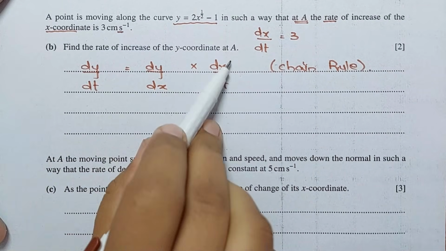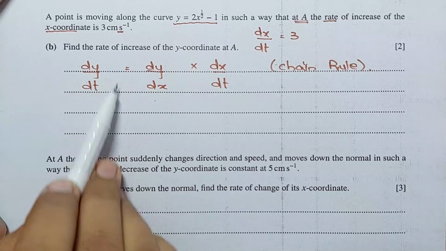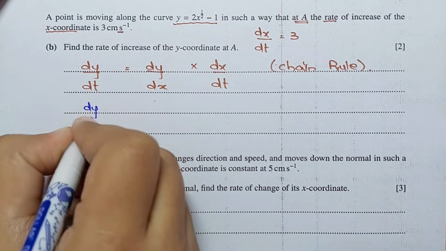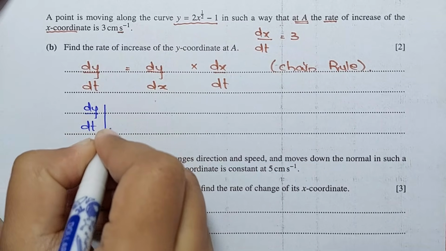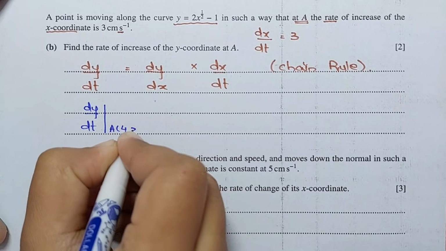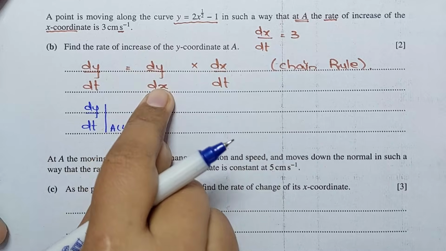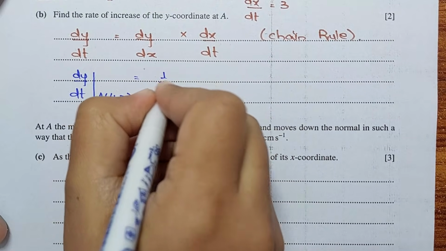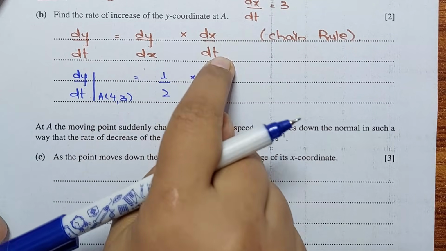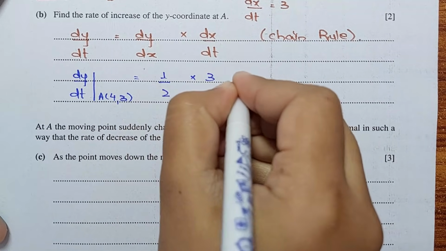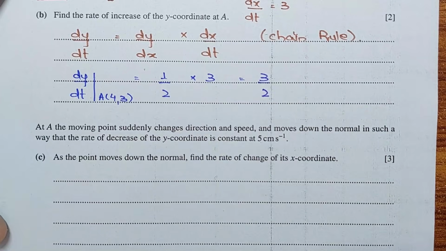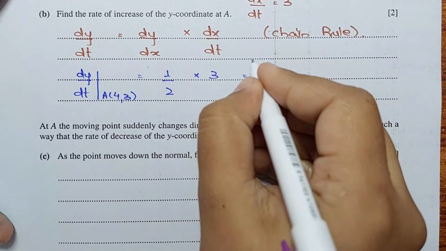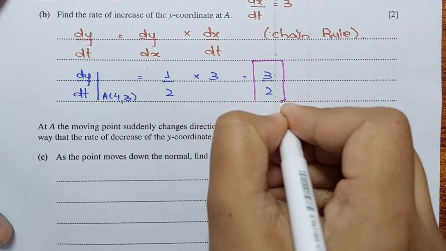This is the chain rule. We need to figure out what dy over dt is at A, right? So dy over dt at A, which is (4, 3), we need dy over dx at A, which is 1 by 2, multiplied by dx over dt at A, which is 3. So this is 3 by 2. All right. So the answer is 3 by 2.